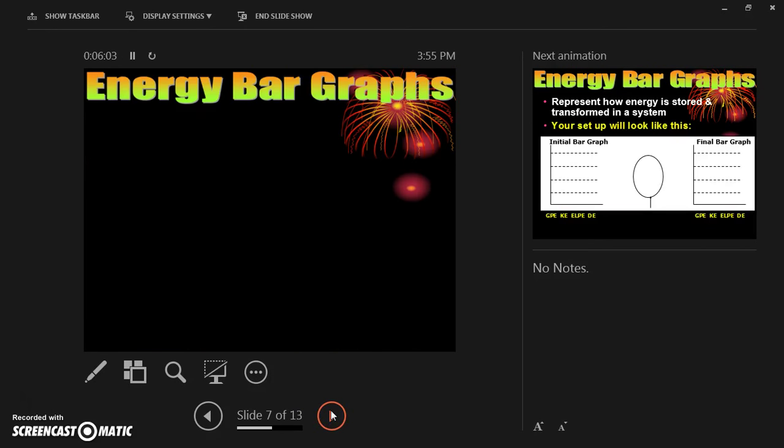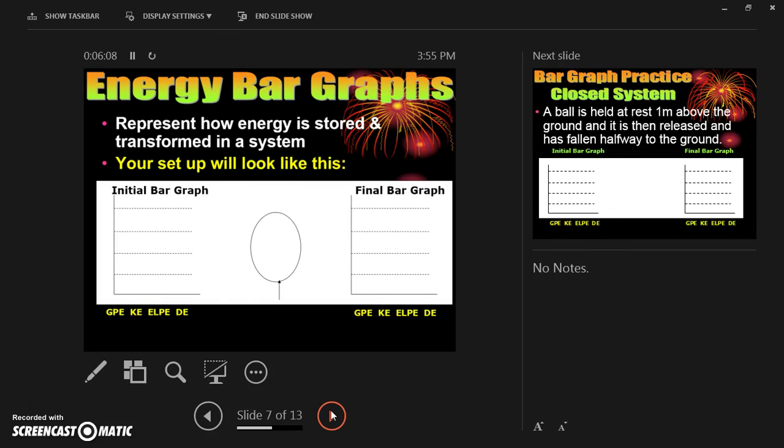Okay, so for our bar graphs, your setup will look like this. They are used to represent how energy is stored and transformed within a system. Essentially, the most basic setup of a bar graph will have the initial bar graph on the left, and then we may have different points of energy storage in between, but if we don't choose to break it down into several different points, you'll have the final on the right. We'll start off with just an initial and a final scenario, and then as we move to the back of your note helper, we'll have bar graphs with several positions in between the beginning and end.